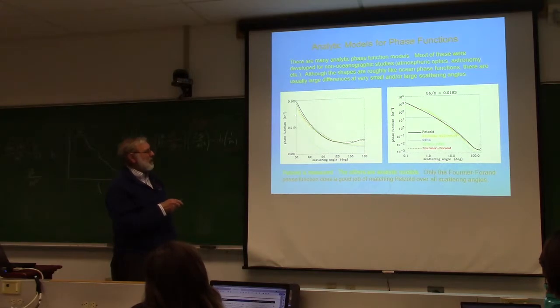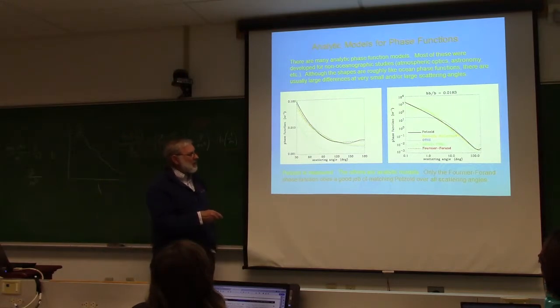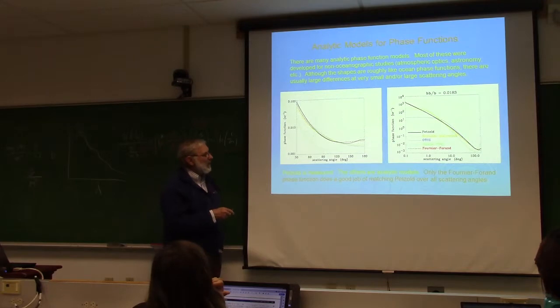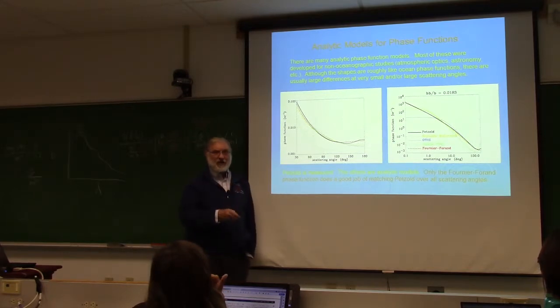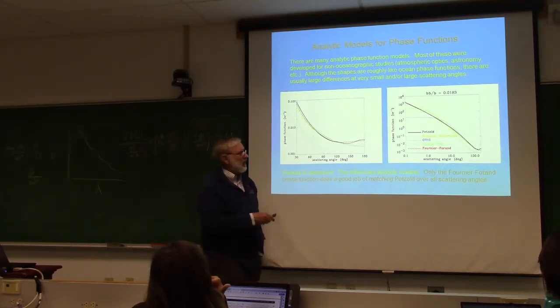Here's a curve by a fellow named Haltran, obviously not even close to good. There's a couple others by other people that are sort of okay in here, but they're off by factors of 2 or something in the backward direction. And then there's the red curve labeled Fournier-Ferrand. It's the only one that does a pretty good job over the full range of scattering angles.